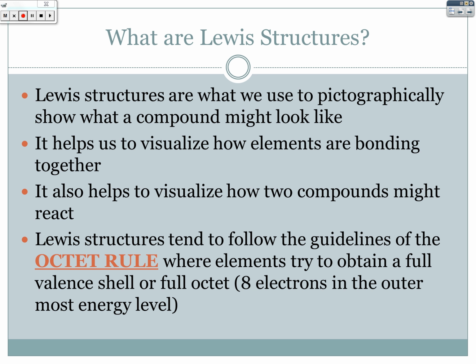And Lewis structures tend to follow the guidelines of the octet rule, where elements try to obtain a full valence shell or a full octet. That means 8 electrons in the outermost energy level. And so that's the governing rule kind of for how we make Lewis structures.